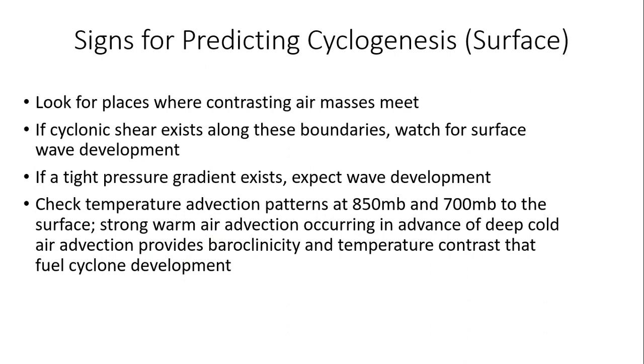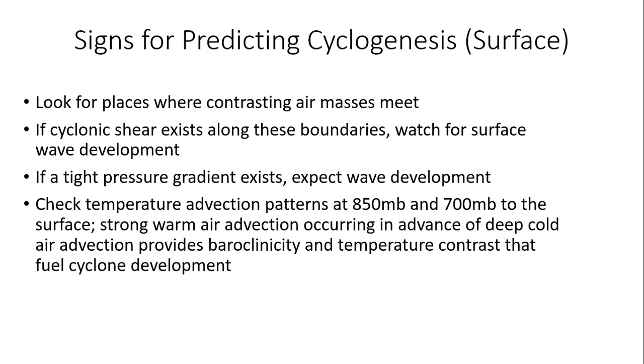Additional signs for predicting cyclogenesis at the surface: you want to look for places where you have contrasting air masses meeting. The greater that temperature contrast across fronts, the greater the probability for cyclogenesis. If cyclonic shear exists along these frontal boundaries, watch for surface wave development. And if a tight pressure gradient exists, meaning a tight packing of isobars, the lines of equal barometric pressure at the surface, expect wave development.